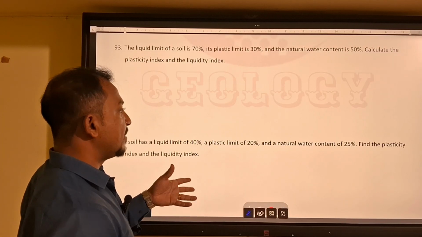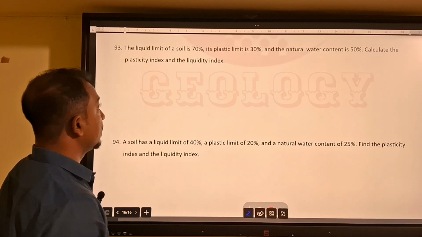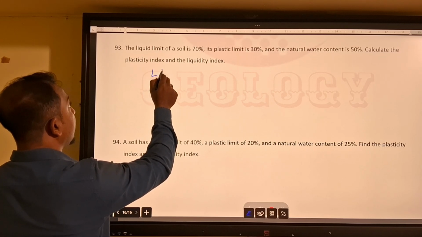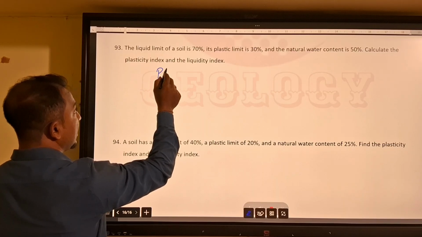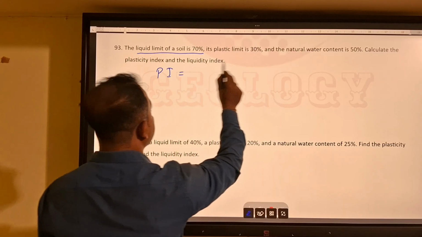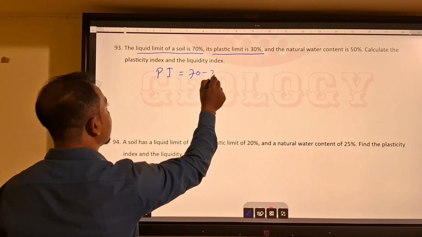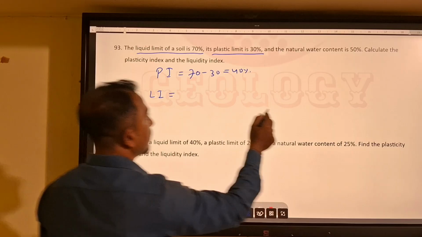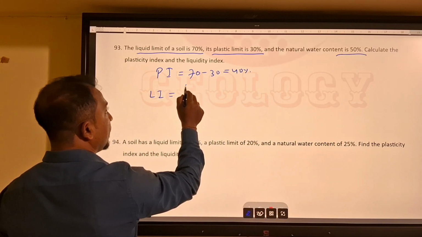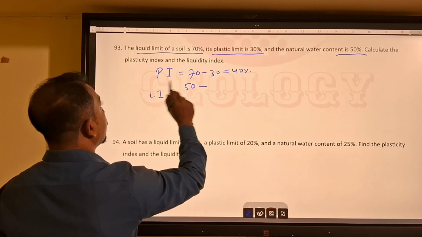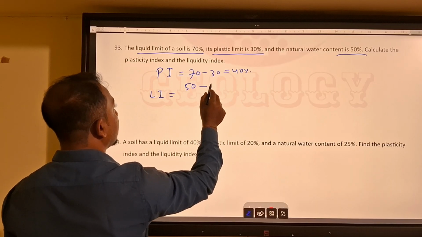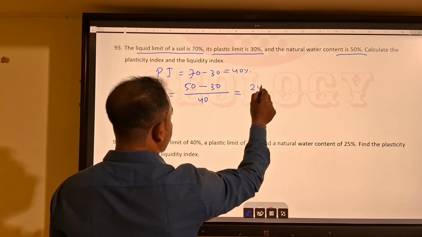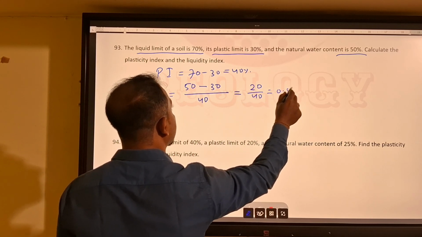So next two are the same type of problem. So first try to solve this. First we'll calculate plasticity index. It will be liquid limit, which is 70%, minus plastic limit, 30%, so 70 minus 30 it will be 40%. Then we will calculate the liquidity index, which is natural water content, given 50%, minus plastic limit, that is 30%, divided by 40. 20 by 40, it will be 0.5.